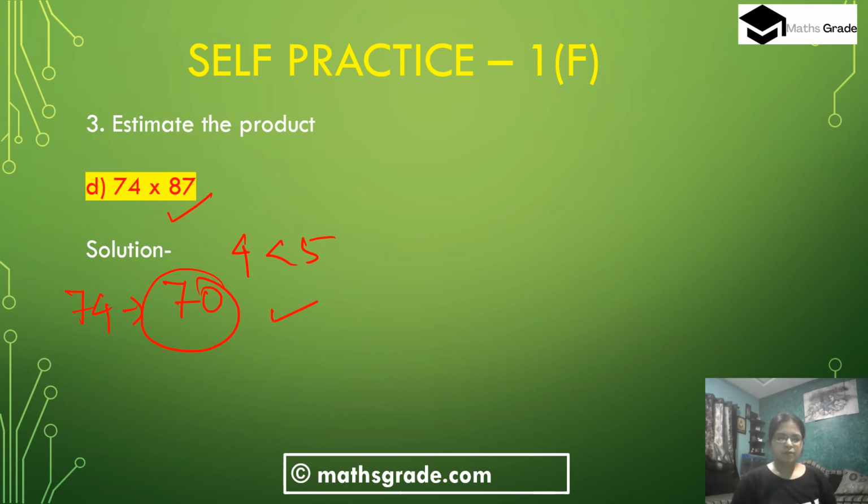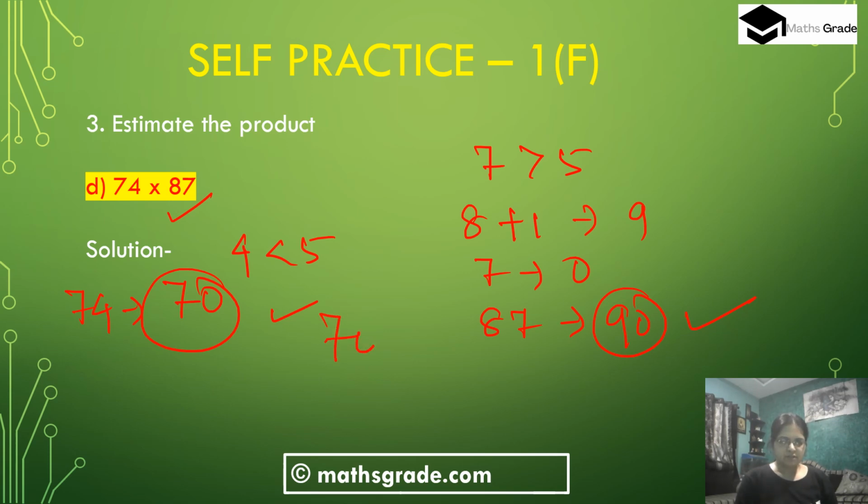Now 87. Here the unit place digit 7 is more than 5. So add 1 to the tens place digit, that is 8 plus 1 is 9. And this unit place digit 7 changes to 0. Now 87 rounded to the nearest 10 will be 90. Now multiply 74 rounded to the nearest 10, which is 70, and 87 rounded to the nearest 10, which is 90. Now 70 multiplied with 90 is 6300, and 6300 is the answer. So estimating the product, 74 multiplied with 87 is 6300, and 6300 is the answer.